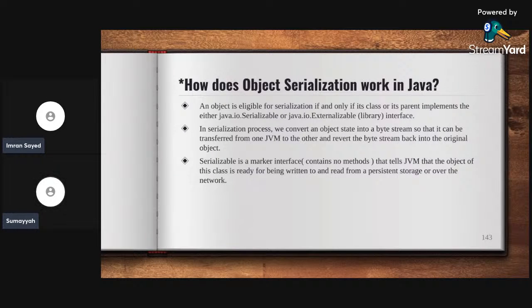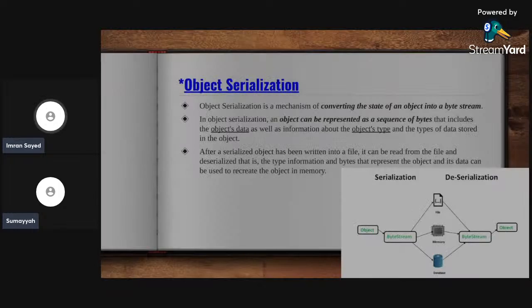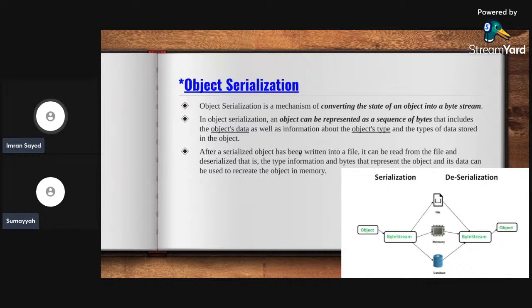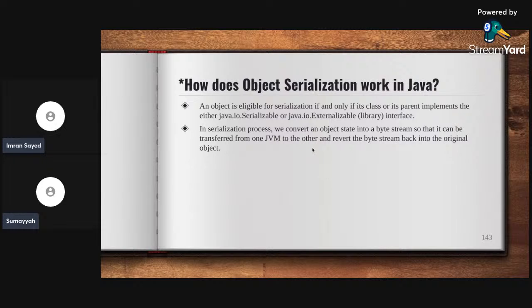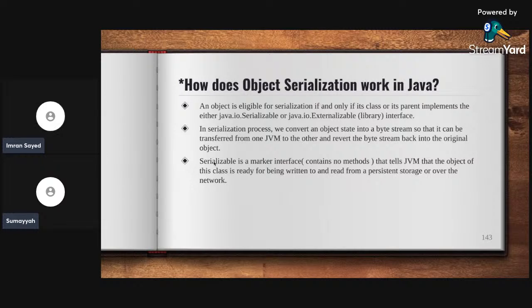Serializable is a marker interface, contains no methods, that tells the JVM that the object of the class is ready for being written to and read from a persistent storage or over the network. In the previous example diagram, we spoke about how once it's serialized, which means converted to a byte stream, it can be read from a file. Either you can write or read from a persistent storage. So what is persistent storage? A file is a persistent storage. It can be read or written because now it's in the state of a byte stream. Serializable, java.io.Serializable, is a marker interface that tells the Java virtual machine that the object of this class is ready. Now you can read it or write it from a file.